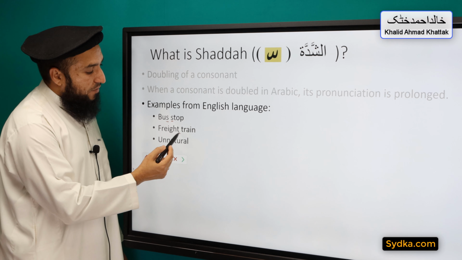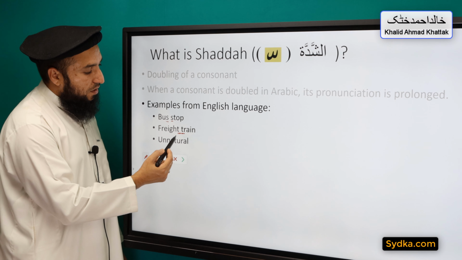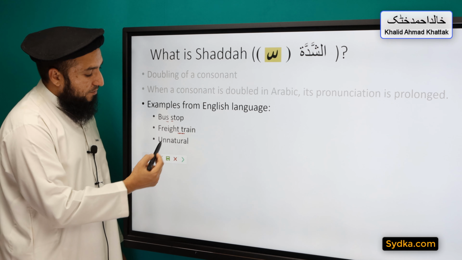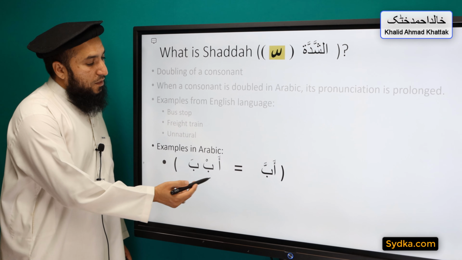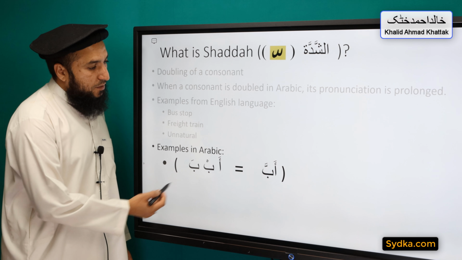And similarly here, freight train. So these are two T consonants coming together. And here, unnatural, these two consonants coming together. So this is one of the examples in Arabic.